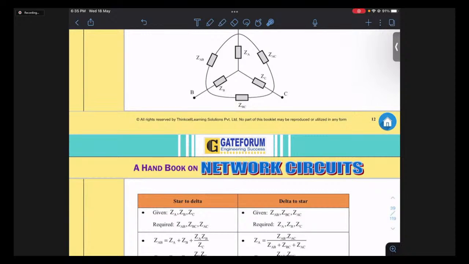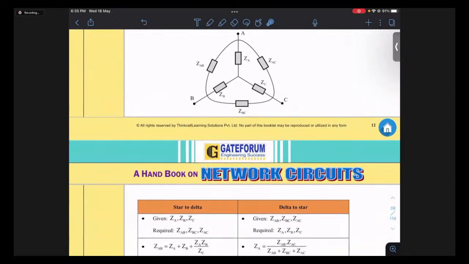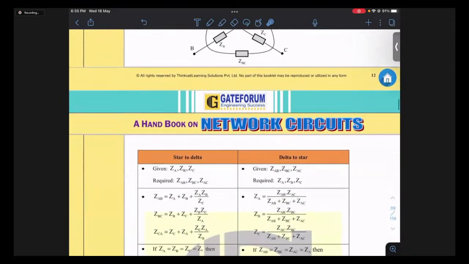Star to delta means the star is given to you. Star is given means ZA, ZB, ZC are given to you, and you are converting to delta. That means you need this, and you need this. So based on ZA, ZB, ZC, you have to get this and this. The given data is ZA, ZB, ZC, and the required thing is ZAB, ZBC, ZAC. So these three resistances or impedances you want to find.